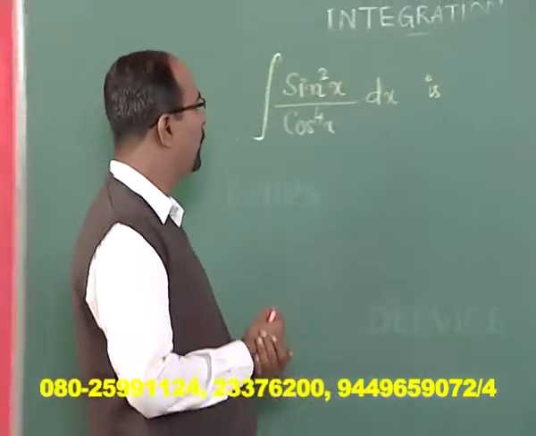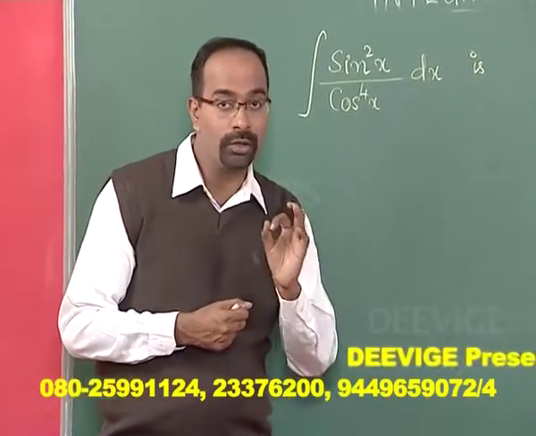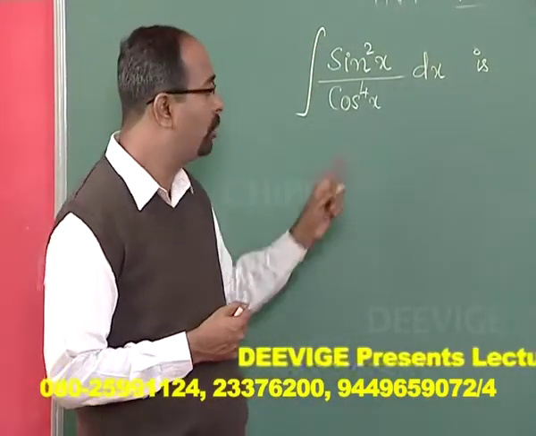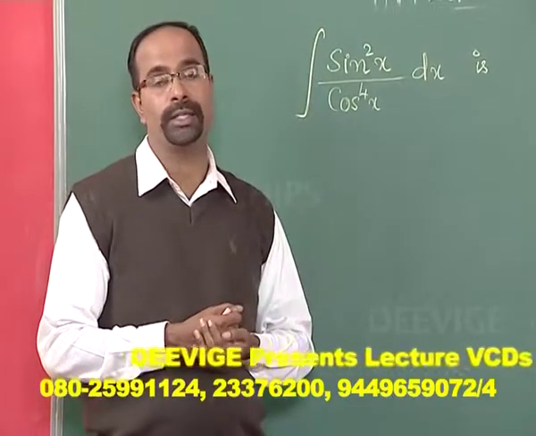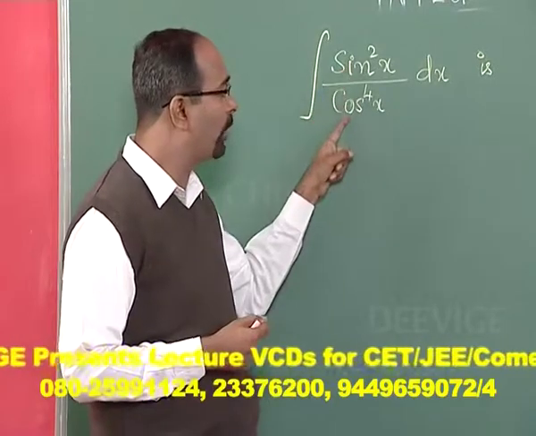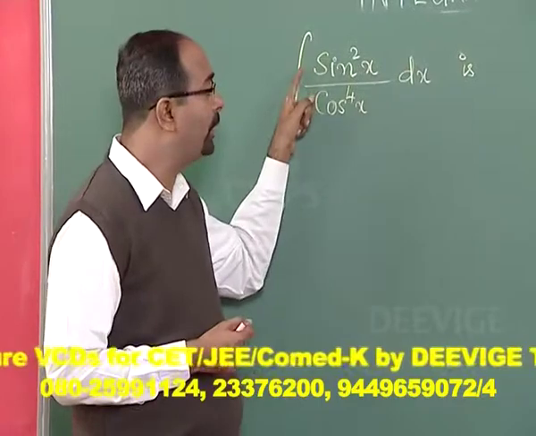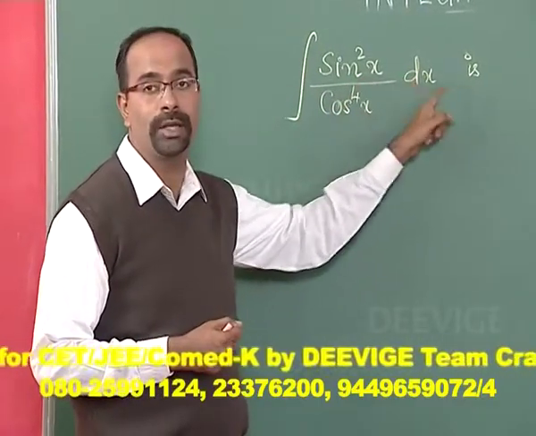Look at the board. We have sin square x by cos power 4x. Let me teach you a simple shortcut here. You write the denominator cos power 4x as cos square x into cos square x. Now we are left with sin square x over cos square x into 1 over cos square x. That is the integral of tan square x into secant square x dx.